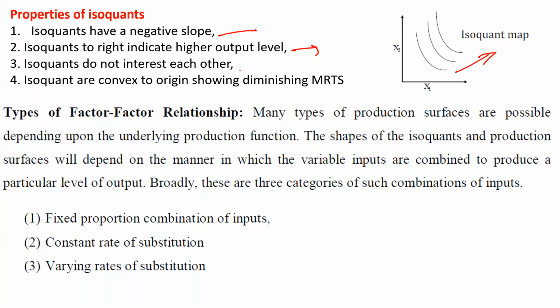Now, isoquants do not intersect each other. Isoquant cannot intersect each other because each isoquant shows the different level of production. So, if they are intersecting, that means it is showing the same level of production, which is not possible. Now isoquant is convex to origin showing the diminishing marginal rate of technical substitution. जो ये convex to origin है because of diminishing marginal rate of technical substitution.